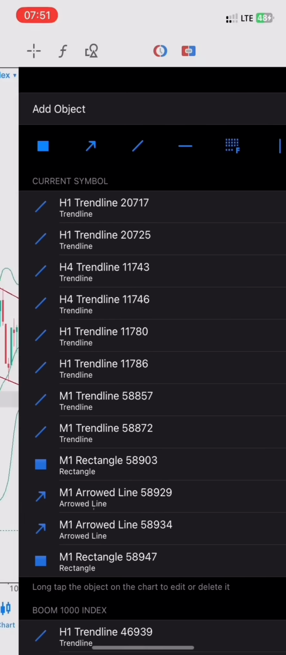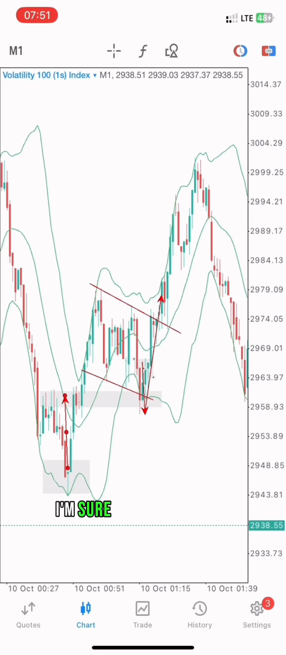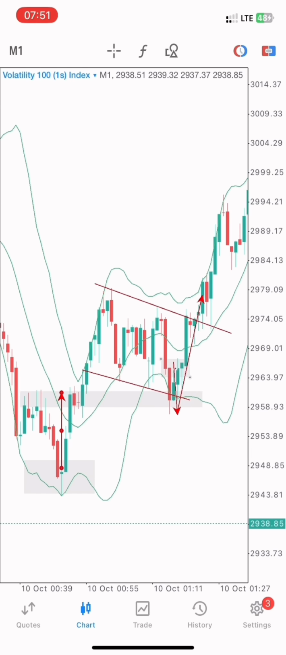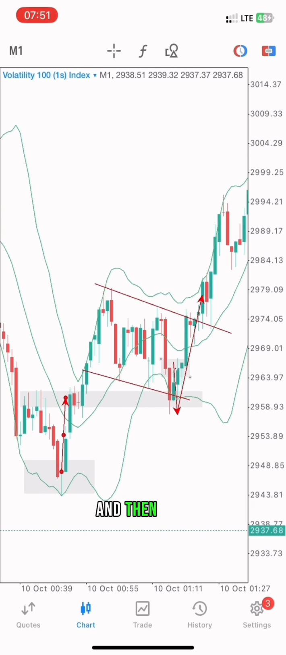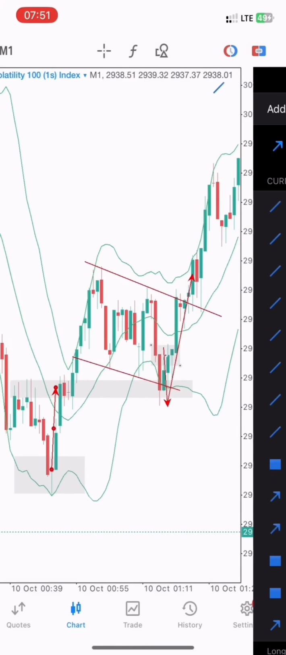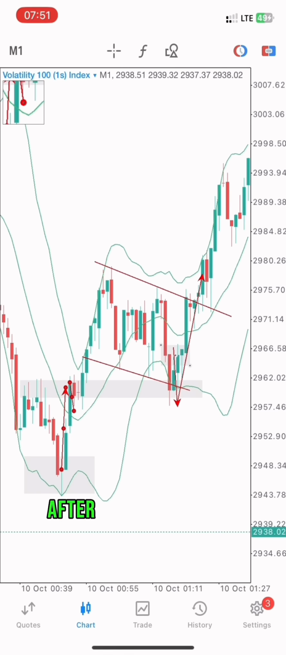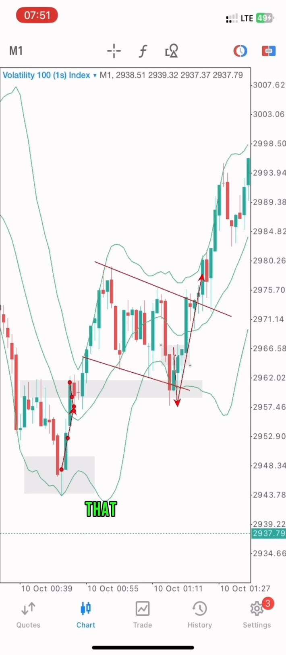Then to measure your TP, I do this in most of my videos, I'm sure you know by now if you watch them. I just measure this angle and then put it on top of the trend line after breakout. Then boom, that is my TP.